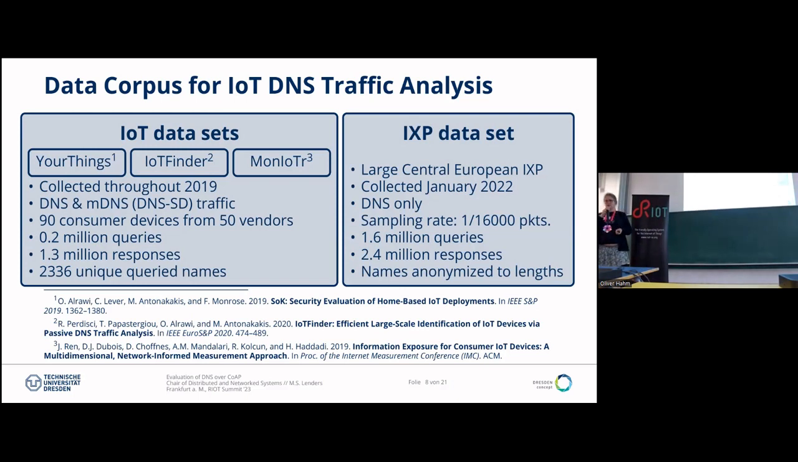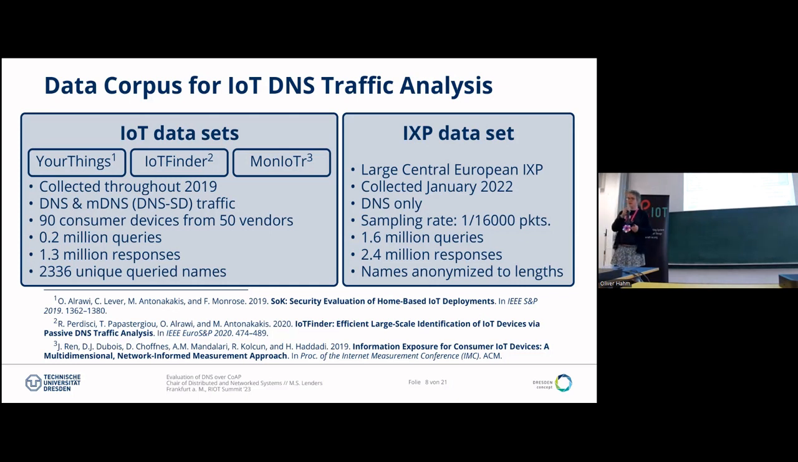And they were all collected throughout 2019. They contain DNS and mDNS traffic from 90 consumer devices from 50 vendors and contain 200,000 queries and 1.3 million responses, and 2,363 unique query names.